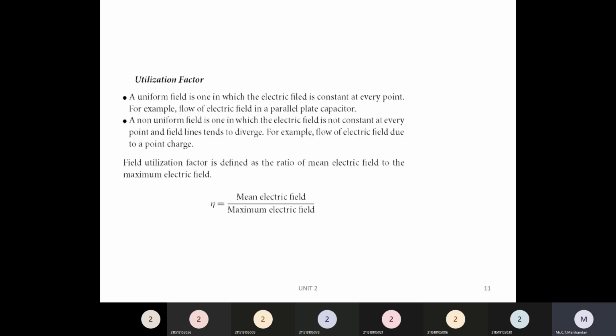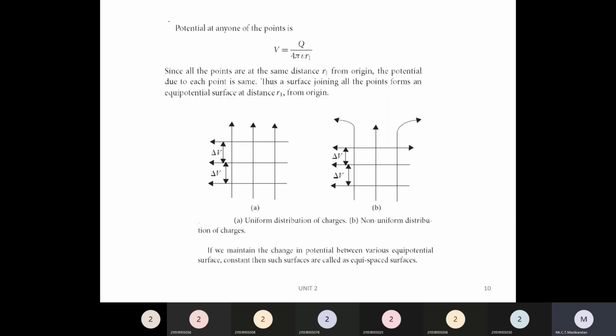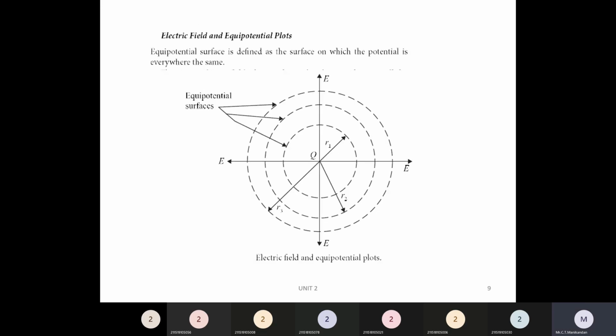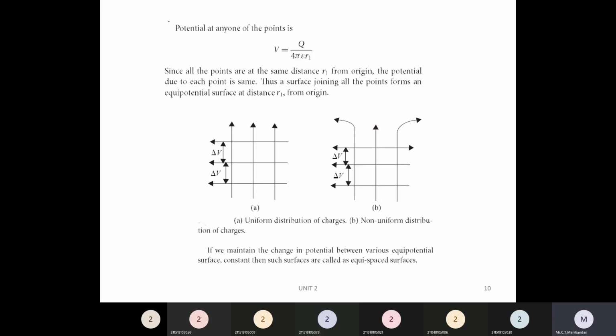Okay, and you can see here also that potential and distance are inversely proportional: V equals Q by 4 pi epsilon R. If you move from the origin, the potential will be getting reduced. So at the center point of the origin, you will be getting more potential, since we have the formula V equals Q by 4 pi epsilon into R. R is the distance, so if we move from the origin, the potential will be getting reduced.